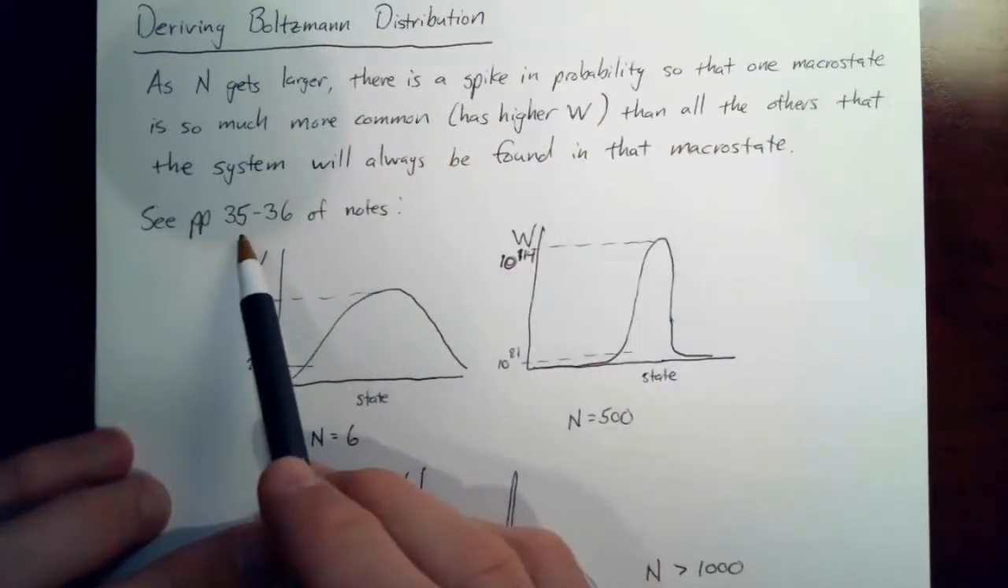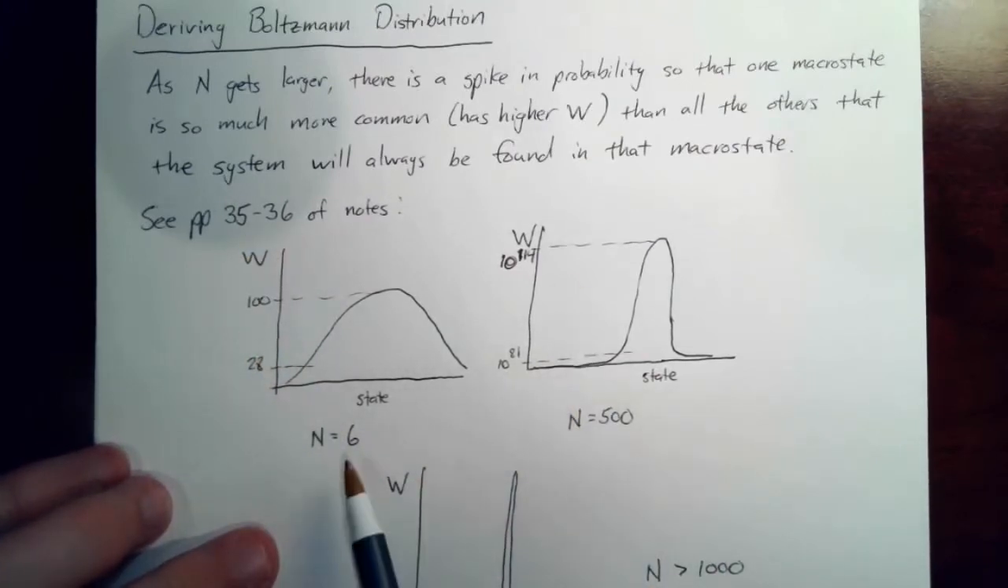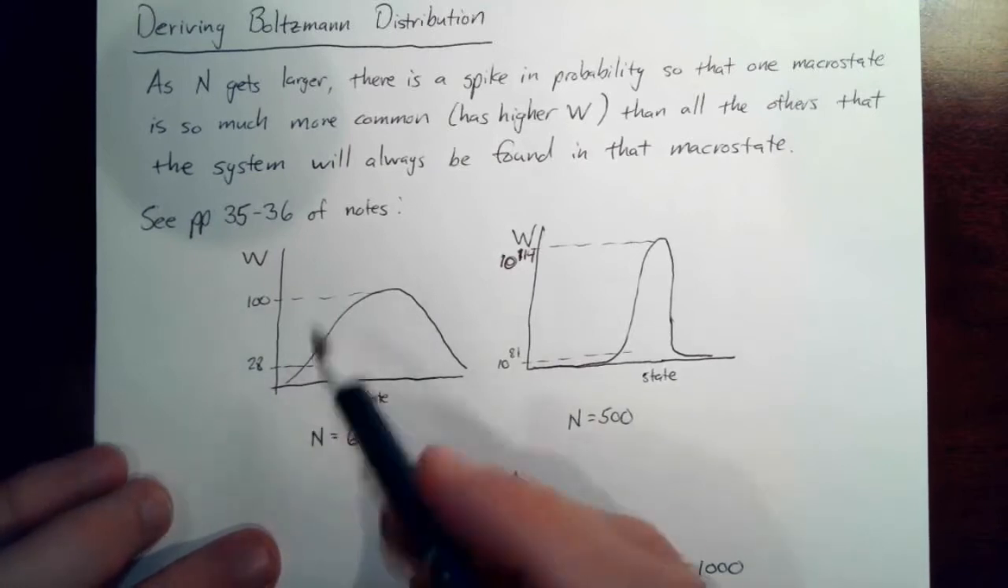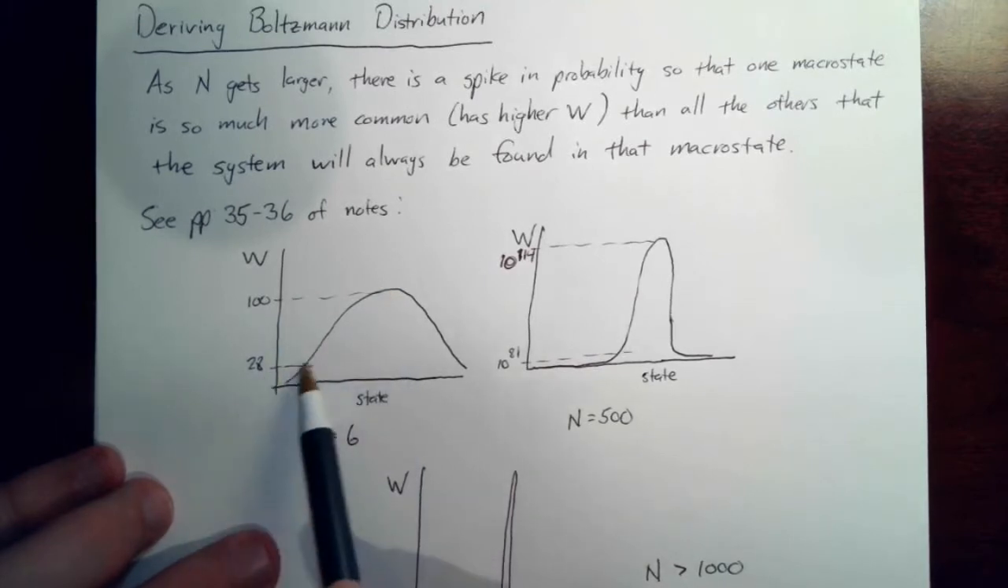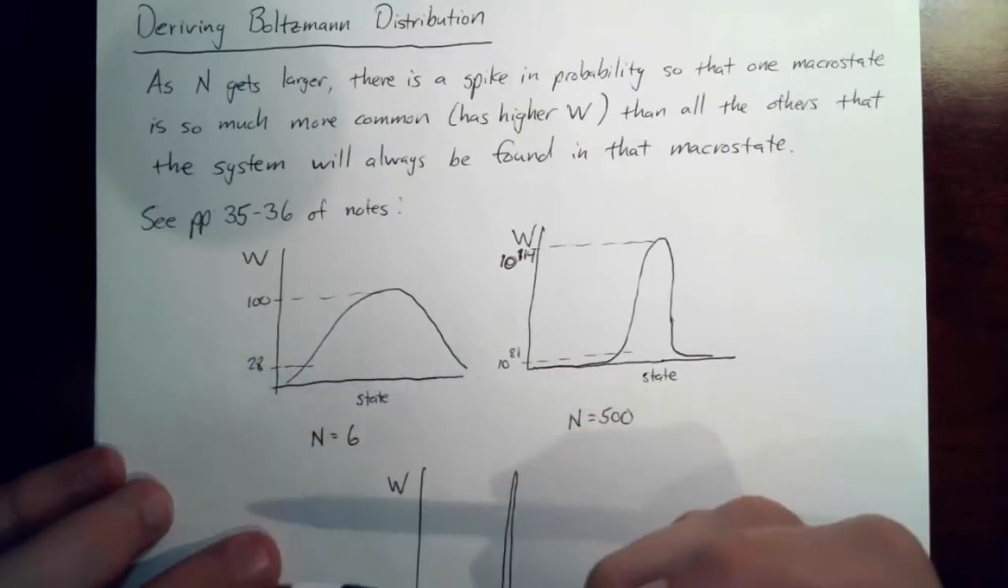So if you look back to pages 35 and 36 of these notes, I went through this calculation for 6. This is when we were doing quantum harmonic oscillators in solids, in 2 solids that were in contact. So we had 6 quantum oscillators, so you can think of that as 6 molecules or 6 atoms. And in that case, the most probable configuration had a multiplicity of 100, and the least probable was 28. Okay, so about a factor of 4 difference.